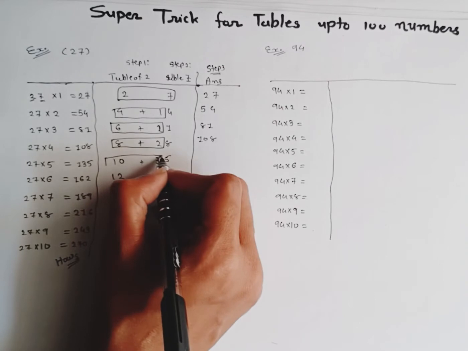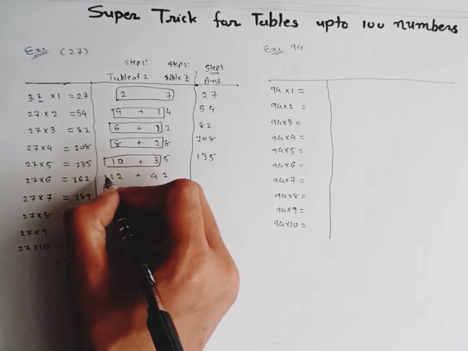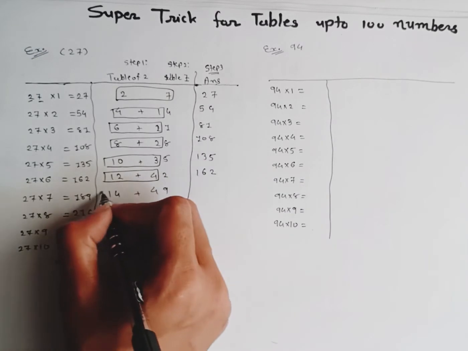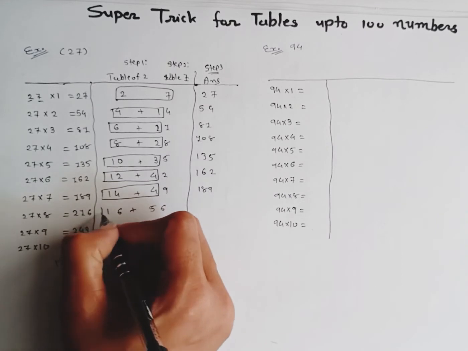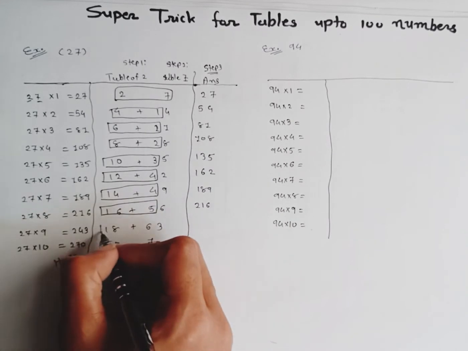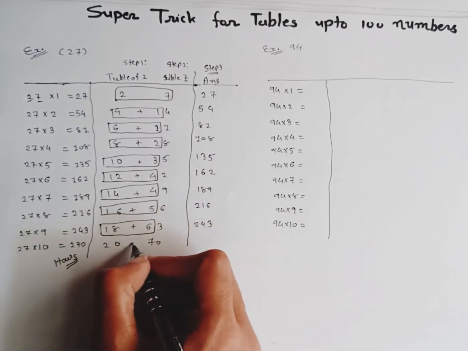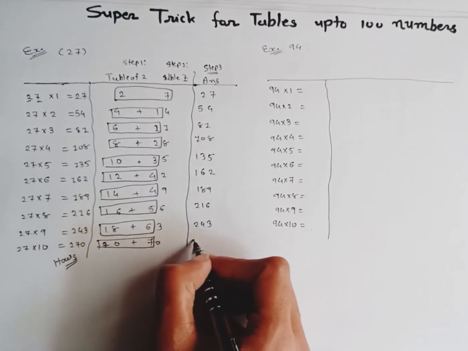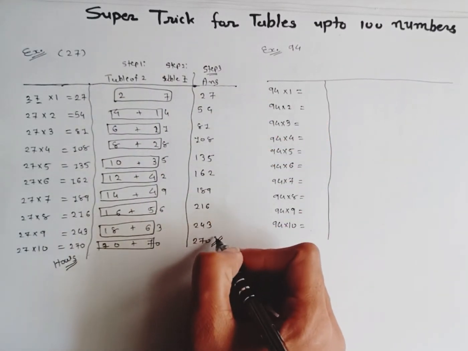10 plus 3, 30. 135. 12 plus 4, 162. 14 plus 4, 18. 189. 16 plus 5, 21. 6. 18 plus 6, 24. 2, 4, 3. 20 plus 7, 27. 2, 7, 0. This is table of 27.